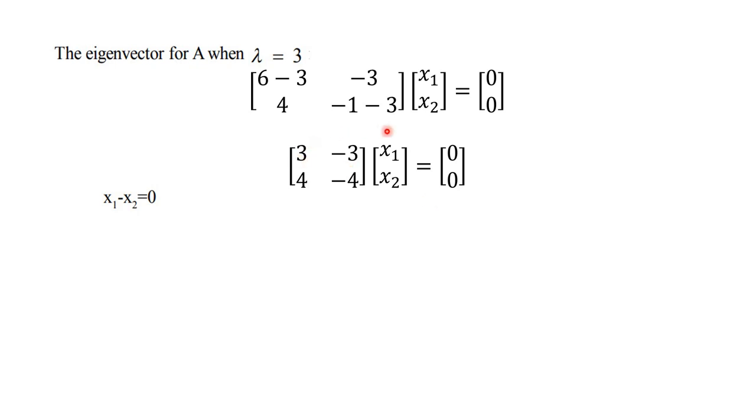So the first equation is 3x1 minus 3x2. We multiply these matrices. We have 3x1 minus 3x2 equal to 0. So 3x1 minus 3x2 equal to 0 is x1 minus x2 equal to 0, that is x1 equal to x2. The second equation is also the same as 4x1 minus 4x2 equal to 0. So that also gives x1 equal to x2. The eigenvector [x1, x2] transpose equal to [1, 1] transpose. That is the eigenvector for A when lambda equal to 3.